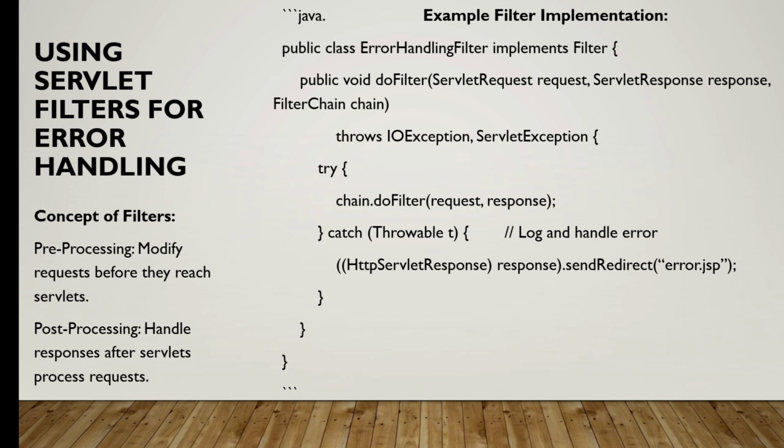Using servlet filters for error handling. Concept of filters. Pre-processing: filters can intercept requests before they reach the servlet, potentially handling or altering data. Post-processing: they can also handle responses after the servlet has processed the request. Example filter implementation. This filter intercepts requests and responses. If an exception occurs during request processing, the filter catches it, logs it, and redirects the user to a generic error page, error.jsp.